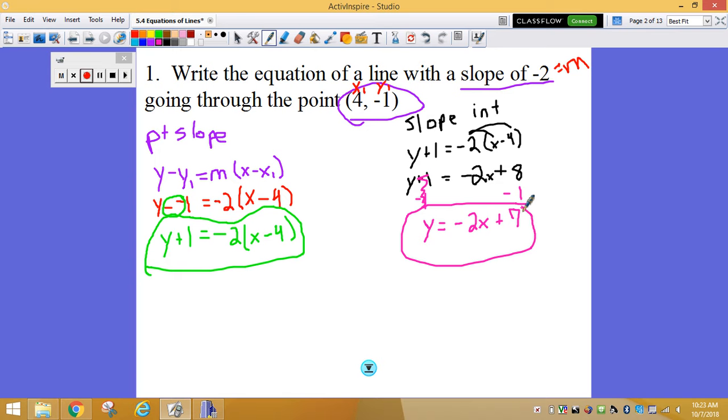So point slope, you just plug it in, fix your minus negative if you have one. Slope-intercept, we're actually going to distribute and then move whatever is with the y. Okay, let's do another one.